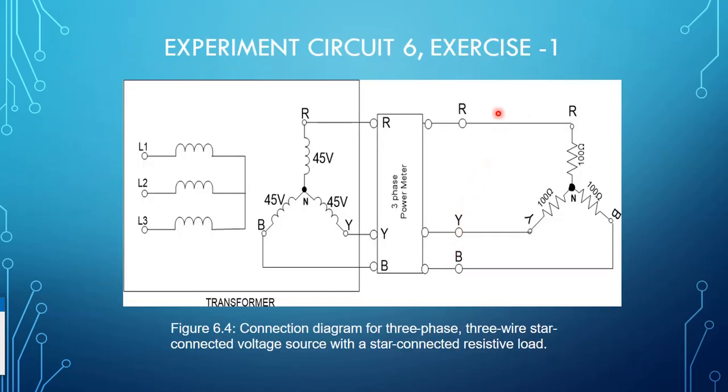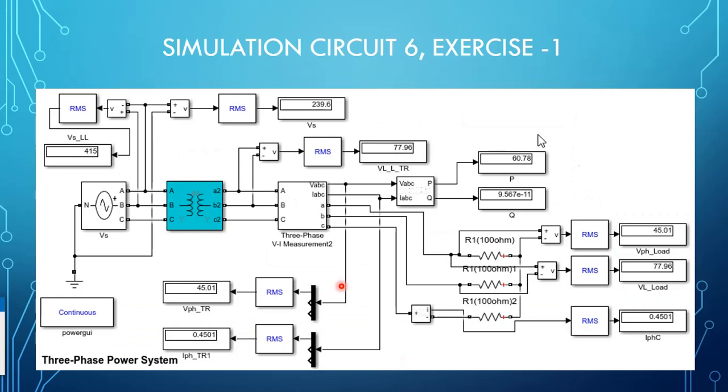In exercise 1, this is from the transformer, and this is the load, an R load in Y connection. You need to put the power meter to measure the data. In this exercise, your input is the phase input for the low side of your transformer, or secondary voltage. You set it from 45, and your R is 100. Let's see the simulation circuit.